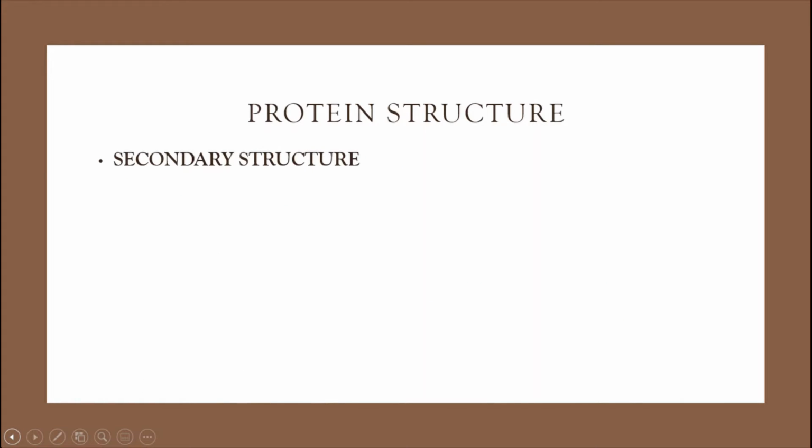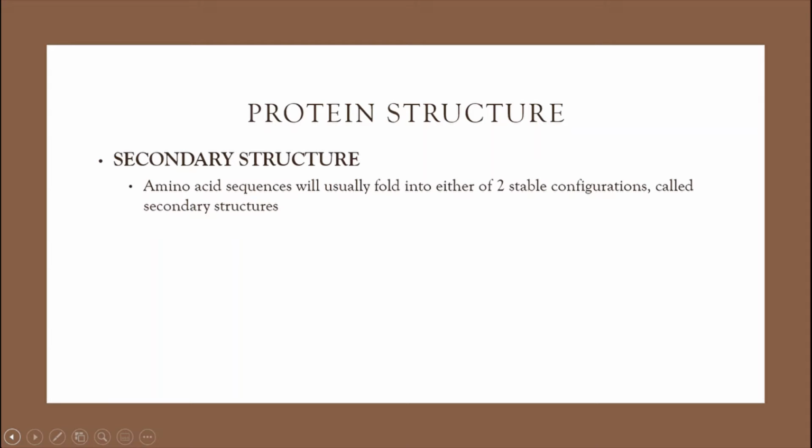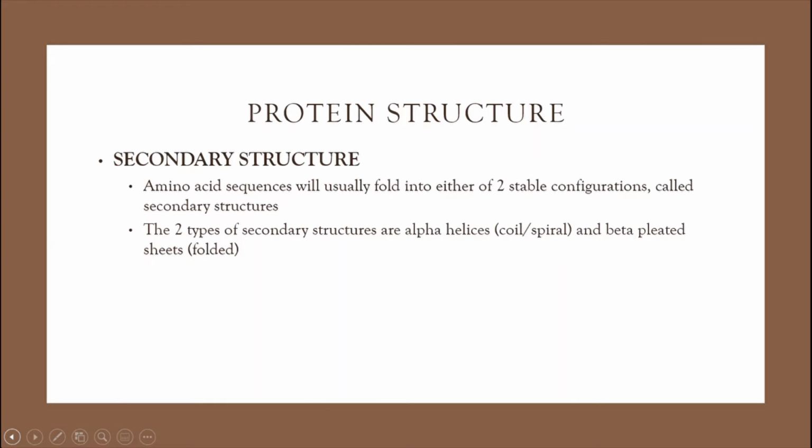The second level of structure, or the secondary structure, refers to folding that takes place in our amino acid sequence. Amino acid sequences will usually fold into one of 2 stable configurations, and these configurations are secondary structures. So the amino acid chain has the option of folding as an alpha helix, a coil or spiral shape, or as pleated sheets. We call the coil or spiral shape alpha helix, and we call the folded shape beta pleated sheets. And this is referred to as the secondary structure.